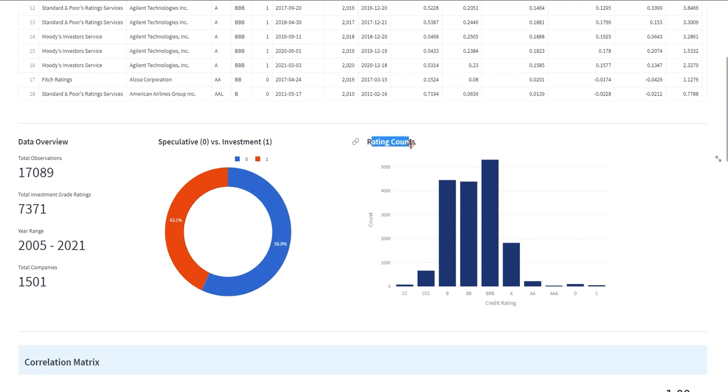Like I said, looking at the rating counts by credit rating, most of these are BBB, A, and AA bonds, which have the most ratings. Remember, we have a line from BBB to BB. Above BBB, including BBB, is investment grade. Below BBB, BB, B, CCC, and CC are speculative grade ratings.